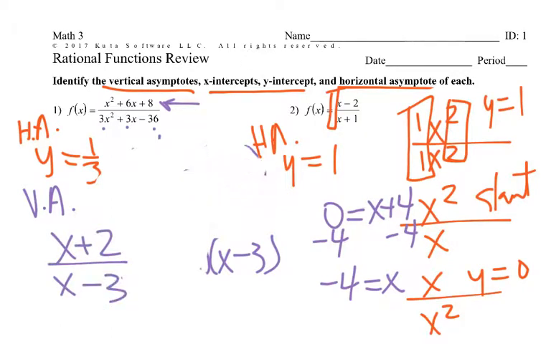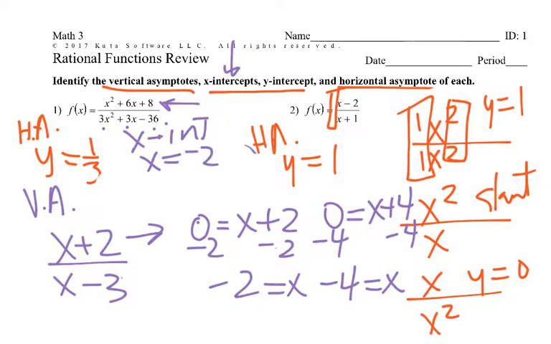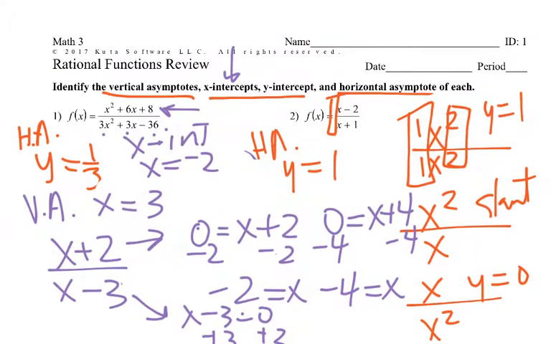So with that, the top will tell us where our x-intercept is. So we set it equal to 0 and we solve. So x equals -2, so we have an x-intercept where x equals -2. And for our vertical asymptote, we do the bottom one, x minus 3 equals 0. So we add 3, so we get x equals 3. So the line x equals 3 is our vertical asymptote.